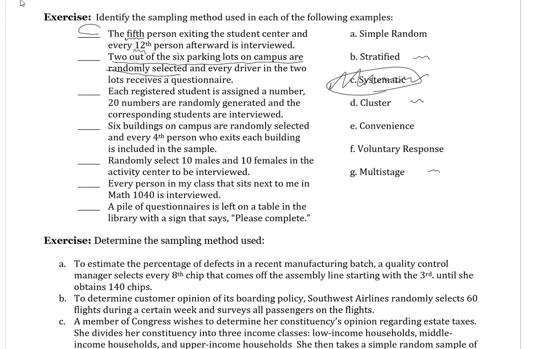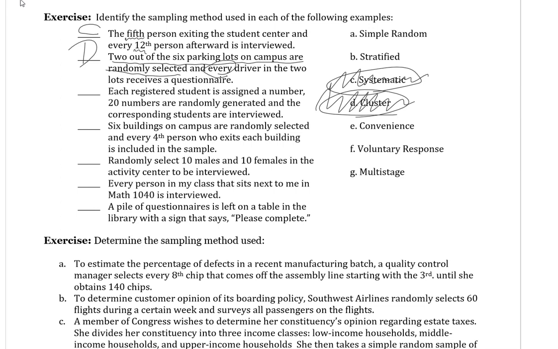And every driver in the 2 lots receives a questionnaire. Okay, since they're looking at every driver, that means that this is definitely a cluster sample. It would be stratified if I randomly select individuals in each of those lots. But since we're not doing that, this is a cluster sample. So this is D. And so D is off the board.